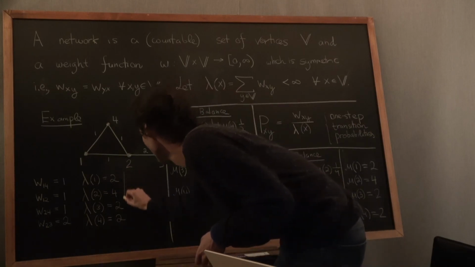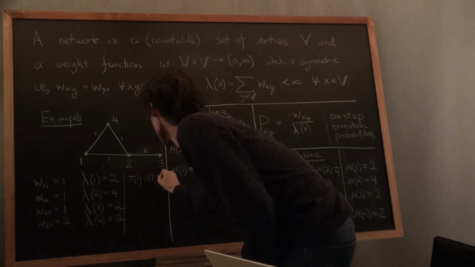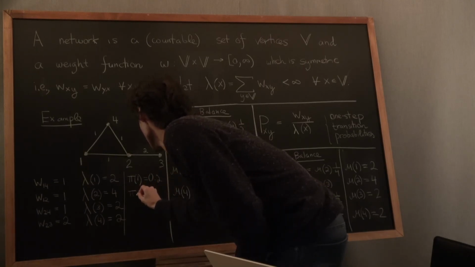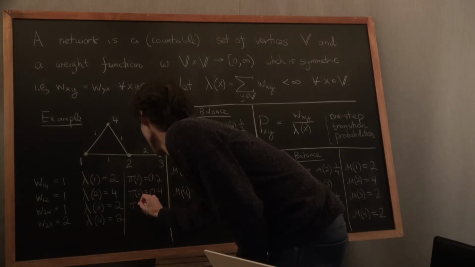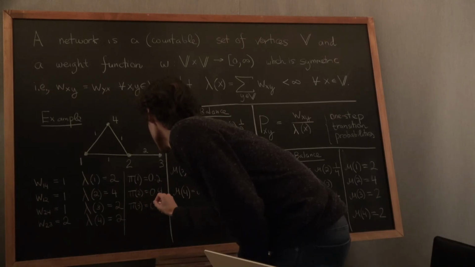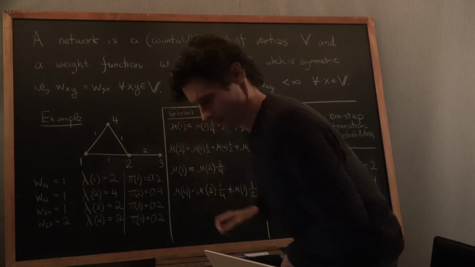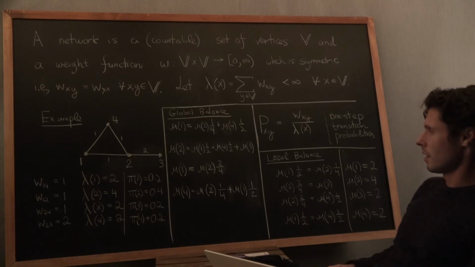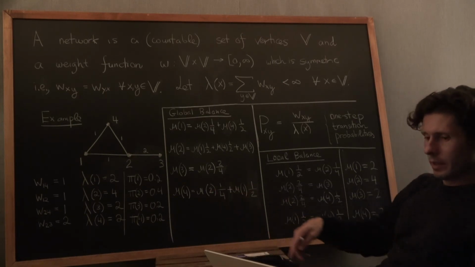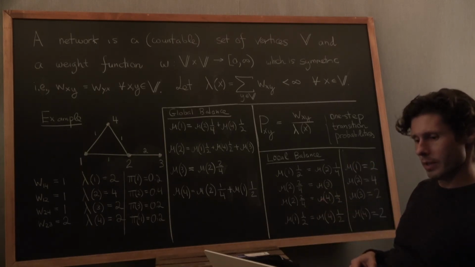So let me write them up here. Pi of 1 is equal to 0.2. Pi of 2 is equal to 0.4. Pi of 3 is equal to 0.2. And pi of 4 is equal to 0.2 again. And that sums to 1, and it's exactly like lambda, which is exactly like the stationary measure, just normalized.